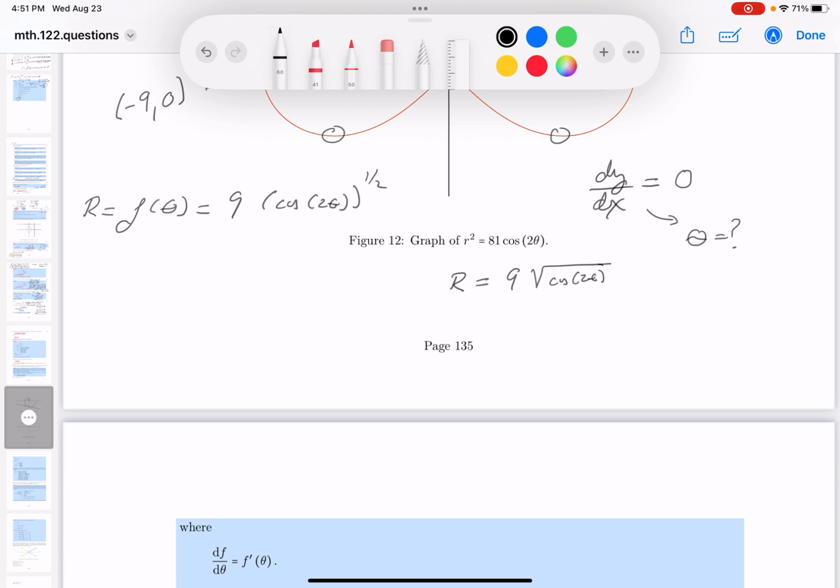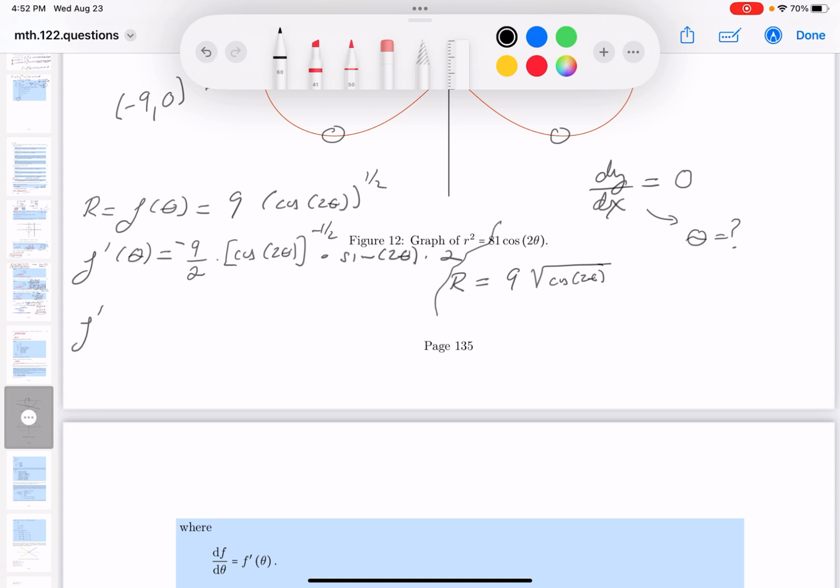Let me write down f prime of theta. All right, and what do you get there? Well, it's going to be 9/2. I'll clean it up in a moment, by the way. Then you're going to get cosine of 2 theta. Take a 1 from 1/2, you get minus 1/2 times root of the inside, which is going to be minus sine 2 theta times 2. Let me just clean it up a tiny little bit.